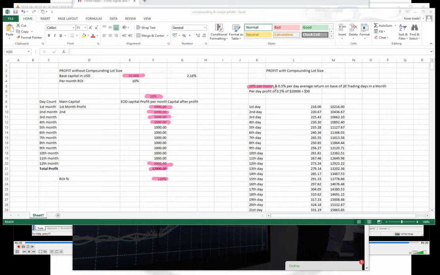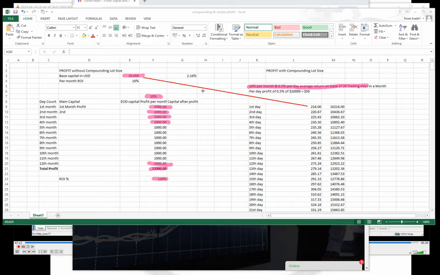Now say 10% per month, the average return. We'll just count 20 trading days. Well, a month has 22 trading days, but we will just take 20 trading days in a month with a per day profit of 0.5%, calculating it with 0.5%. So first day client will earn $216 over the investment of 10,000. This is the main investment, which you can see here.